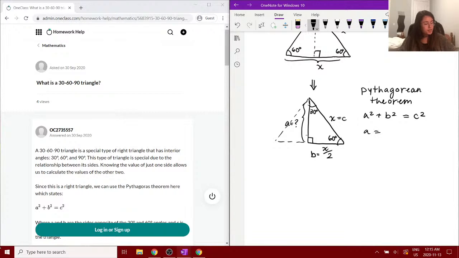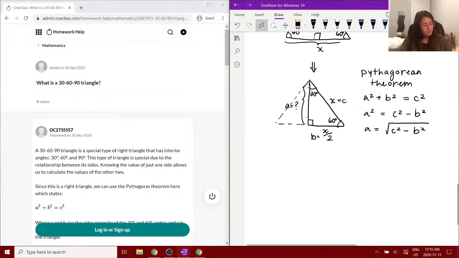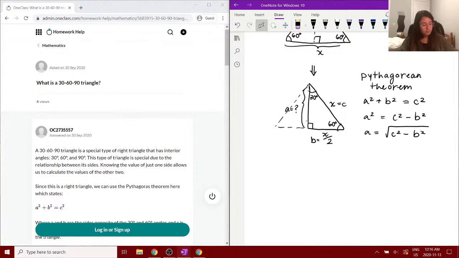So if we want to know what A is, we can say A squared is equal to C squared minus B squared, and then take the square root, and we have A is equal to the square root of C squared minus B squared. Okay, and we know what B and C are from our triangle. So we have the square root of x squared, that's from here, minus, for B we said B is equal to x divided by 2, square that.